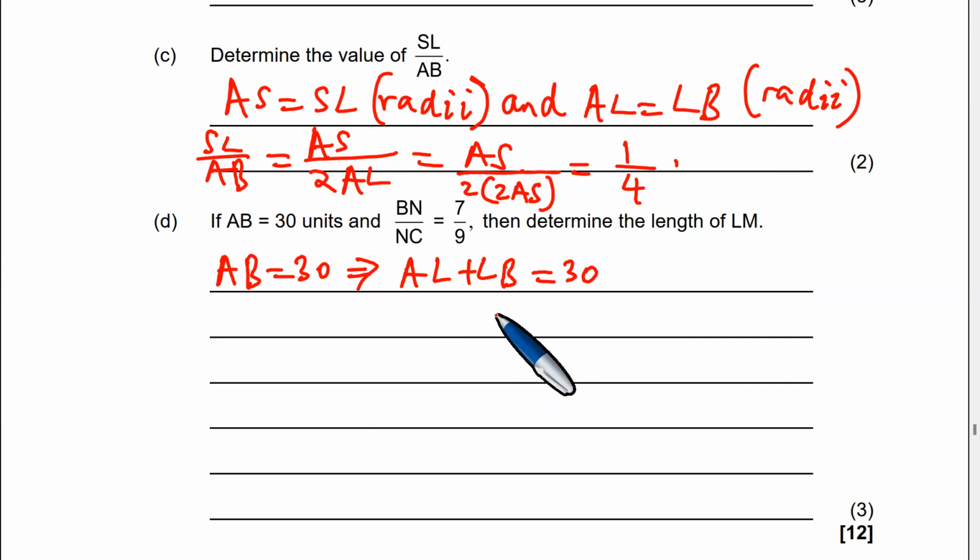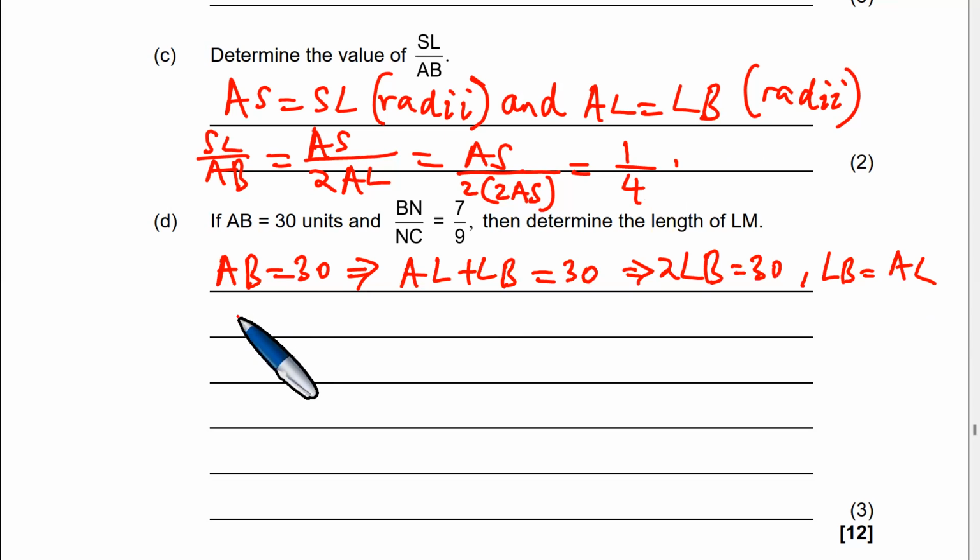And now AL is equal to LB. So this means that you have twice LB is 30. Why is twice LB equals 30? The reason is that LB is equal to AL, radii. We have seen that already many times in the diagram. So if twice LB is 30, you divide 30 by 2, you get 15. So LB is 15.